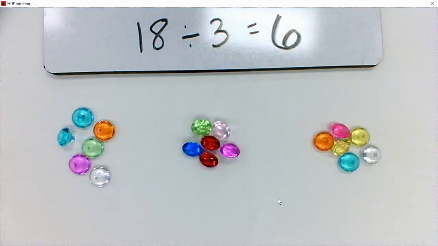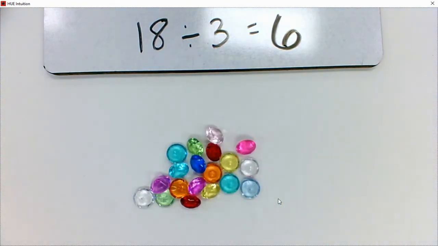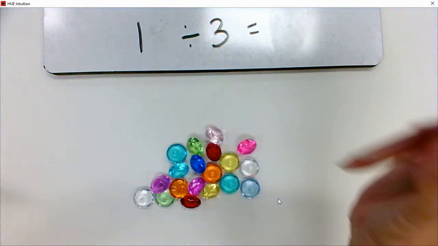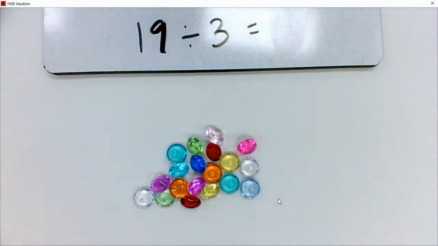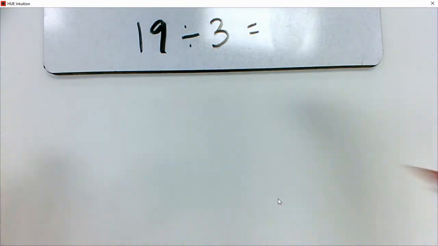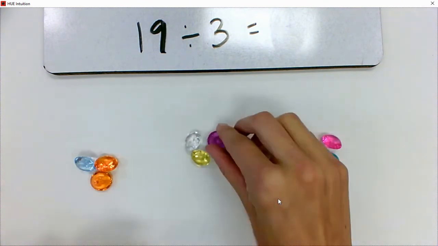Let's take a look at what that would look like if I didn't have even numbers in each group. So this time, I'm starting with 19 gems. This time, I'm using the gems to solve the problem 19 divided by 3. So once again, I'm going to divide up my 19 gems into 3 equal groups, just like I did last time. I'm doing 1 at a time in each group to make sure I keep them equal.